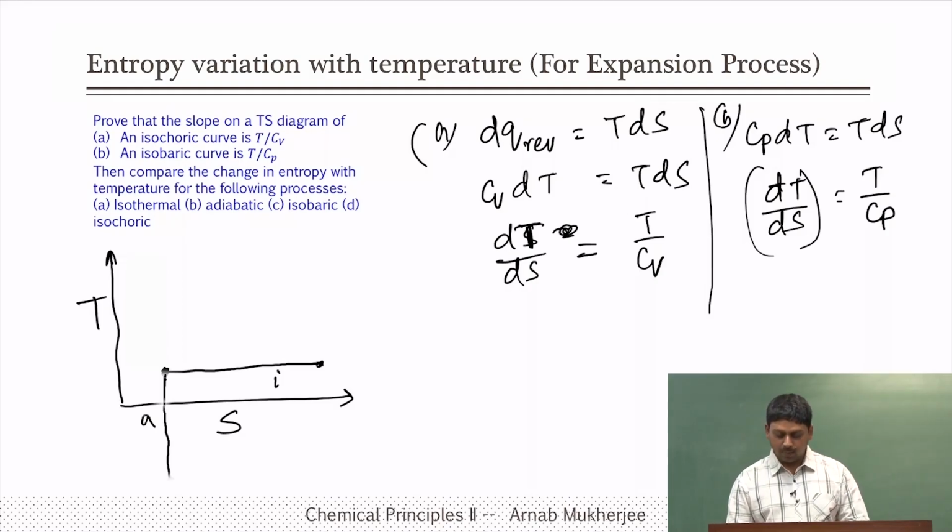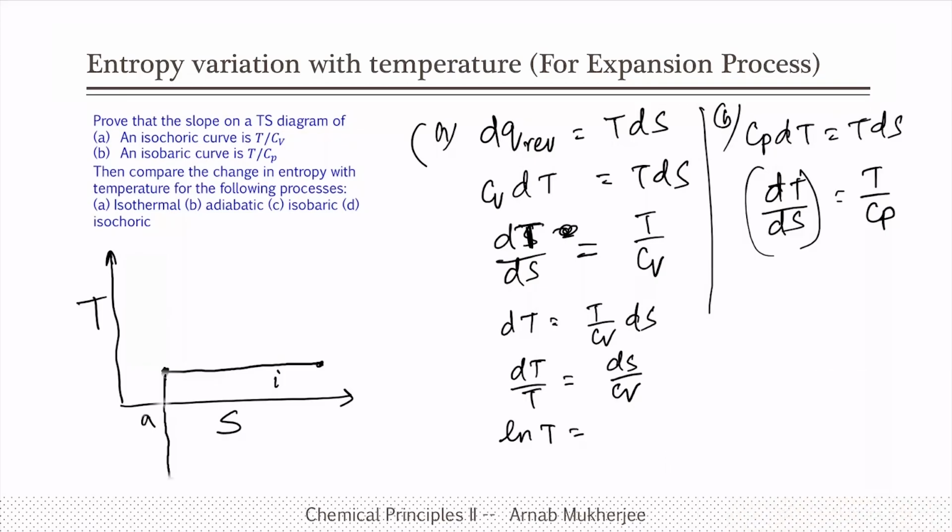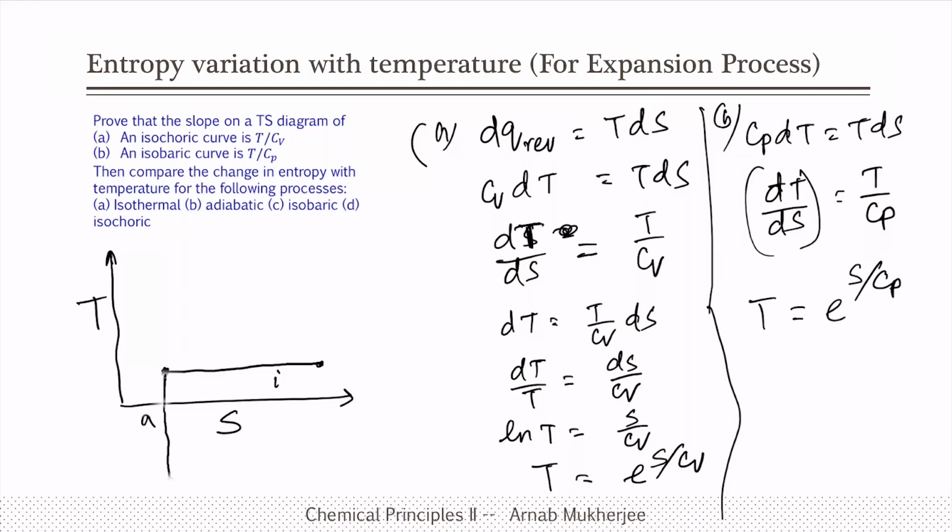For that, we need to take the help of this one. So dT equals T by Cv ds, or dT by T equals ds by Cv. So ln T is S by Cv, so T is e to the power S by Cv. So temperature goes as e to the power S by Cv in this case. Similarly, temperature will be e to the power S by Cp in the other case. One is the isochoric process, the other the isobaric process. Both are exponential, but which will go in a steeper manner?